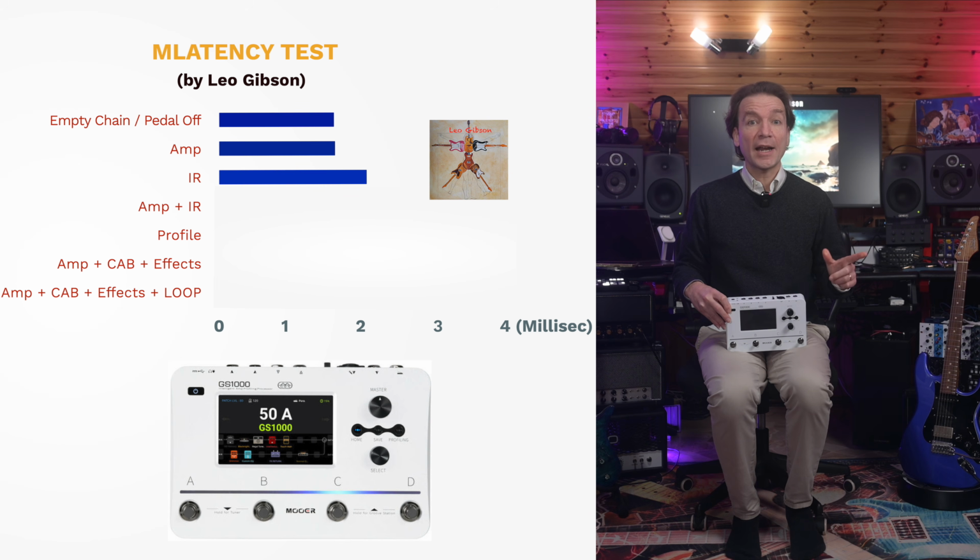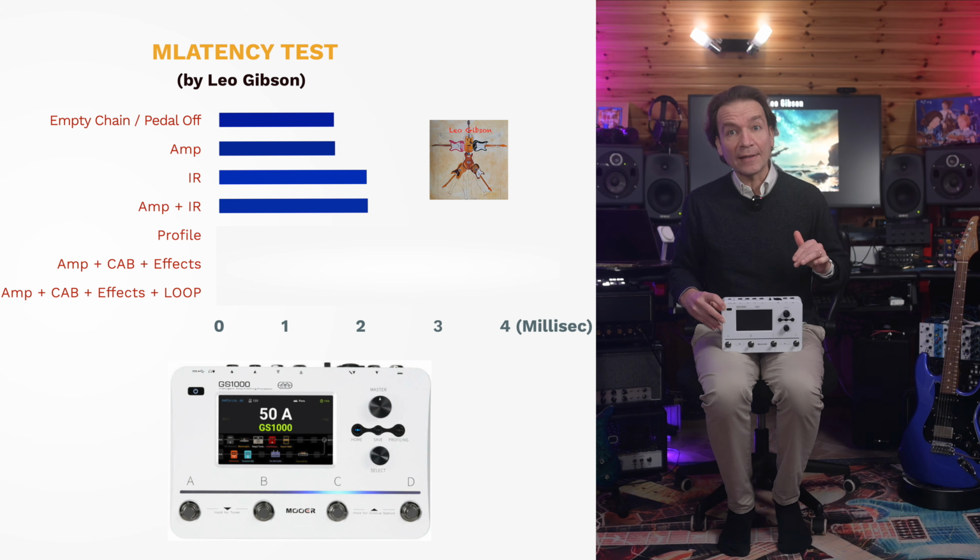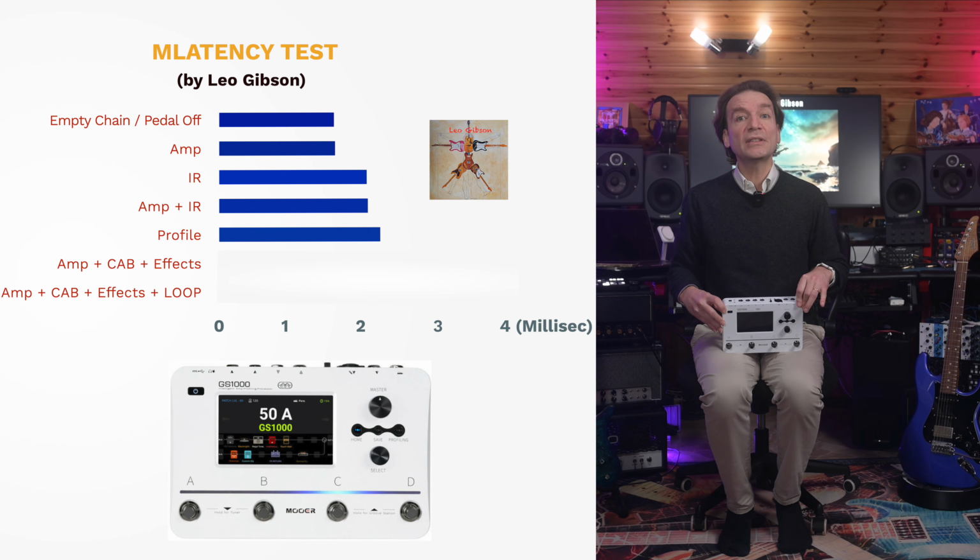If, on the other hand, we activate both the IR and the amp blocks, the latency stays at 2.1 milliseconds. On the other hand, if we activate a profile I have done of an entire rig, amp plus cab, the latency is around 2.3 milliseconds. That confirms that typically the profile blocks are pretty DSP intensive, or more intensive than an amp simulation.